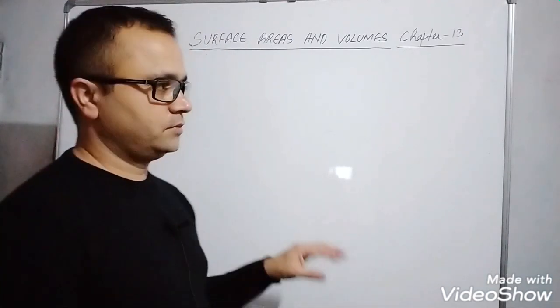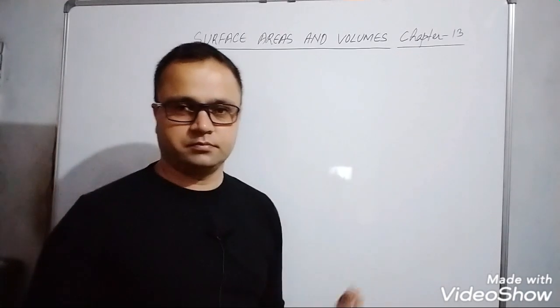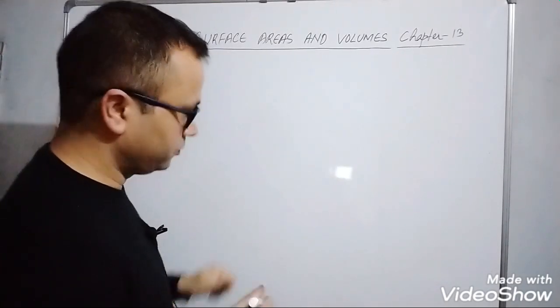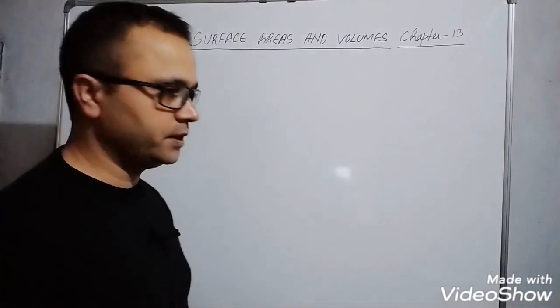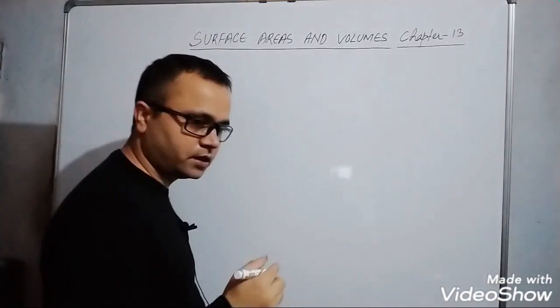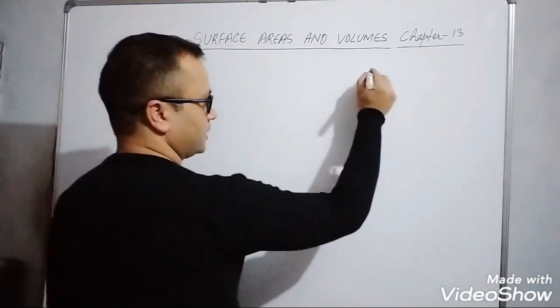Class 10. Now today we are going to learn about surface areas and volumes, chapter number 13. In surface areas and volumes, before going to this topic, we must know about the figures, what type of figures are there in mensuration. So in mensuration there are two types of figures.